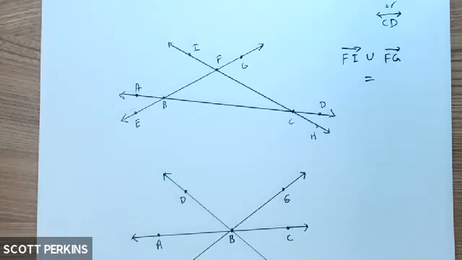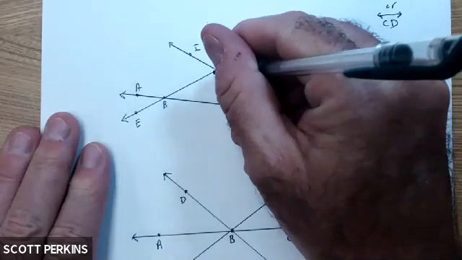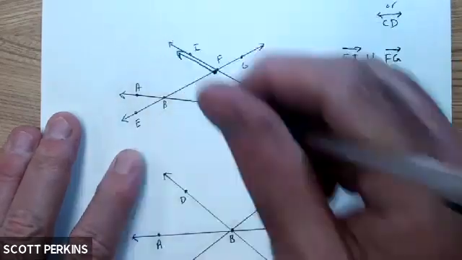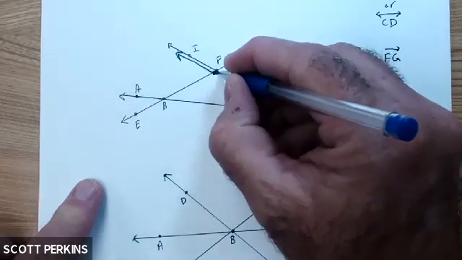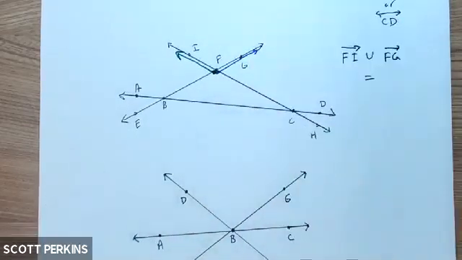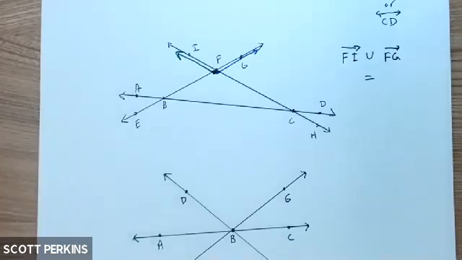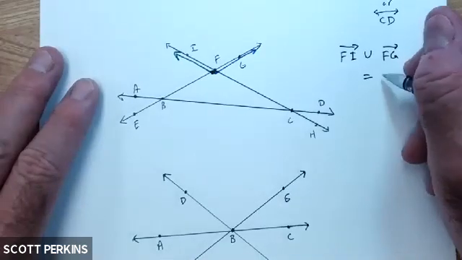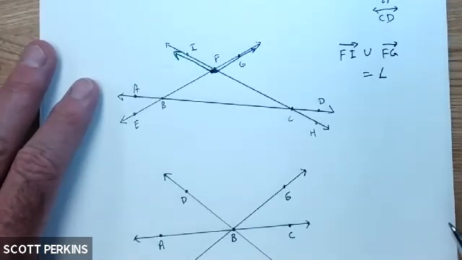All right, so ray FI, it starts at F and it goes in the direction of I like that. And then ray FG again starts at F and goes in the direction of G. And what kind of figure do those two rays form? It's an angle. And then yes, there's 2 ways you can label it that are both correct. These would be the 2 correct answers.